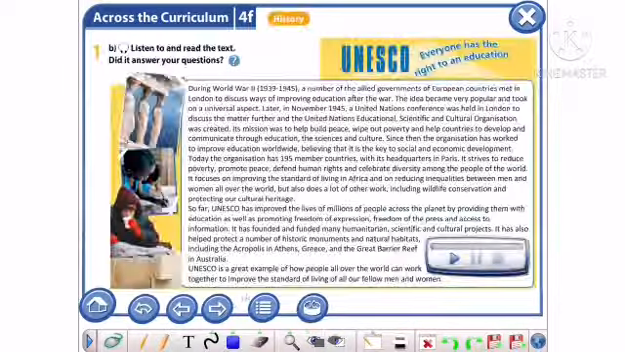Exercise 1B. Listen and read the text. UNESCO. Everyone has the right to an education.